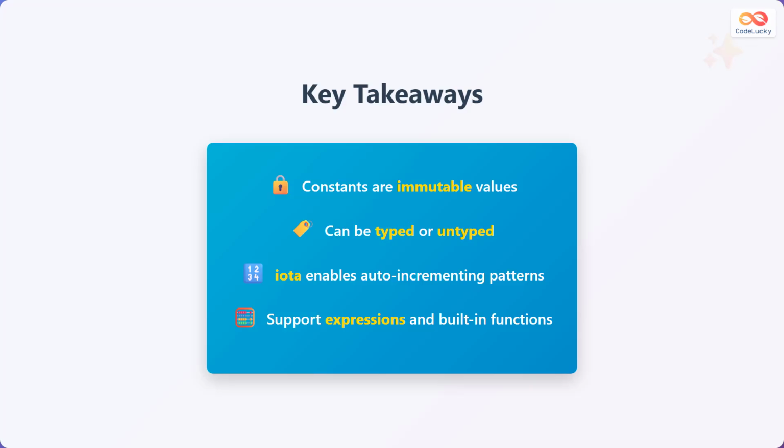Here are the key takeaways from this video. Constants are immutable values, meaning their values cannot be changed after they are declared. Constants can be either typed or untyped, giving you flexibility in how you define them. Iota enables auto-incrementing patterns, making it easy to create sequences of related constants. Constants support expressions and built-in functions, allowing you to define constants based on calculations and other values.